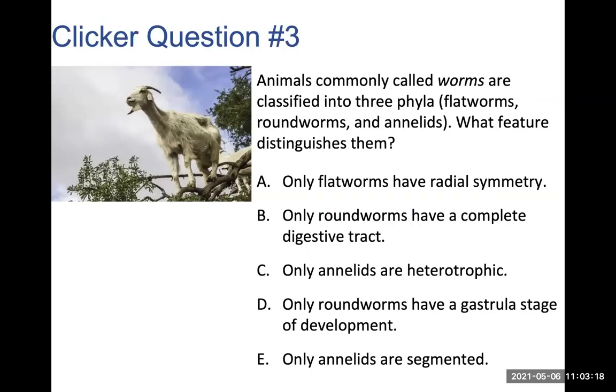So there is a question for you guys. Animals commonly called worms. Actually, you might have already answered this. They are classified into 3 phyla: flatworms, roundworms, and annelids. What feature distinguishes them?